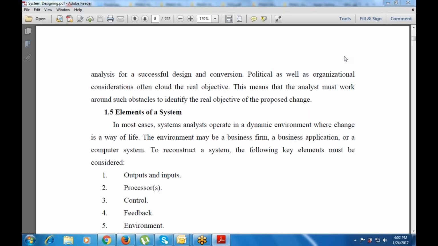Okay, so in most cases, the system analyst, who is used for development, operates in a dynamic environment where change is a way of life. The environment may be a business firm, a business application or a computer system. And to reconstruct a system, the following key elements must be considered.